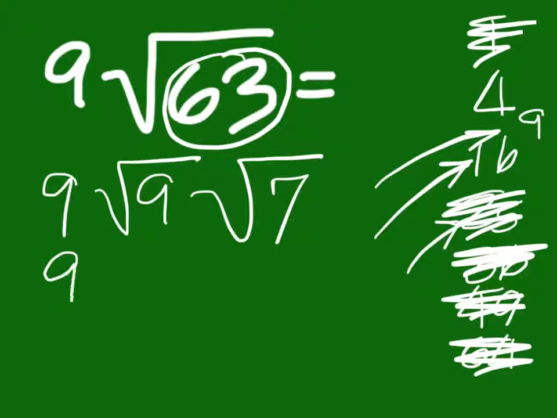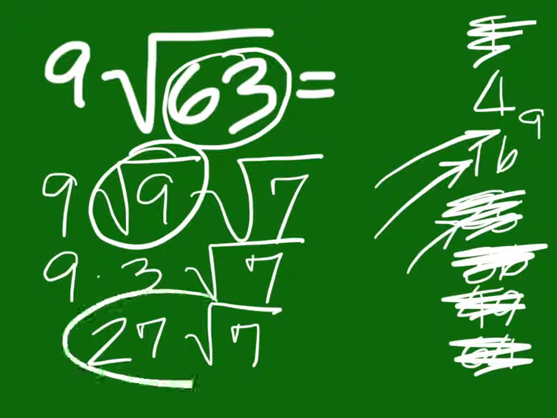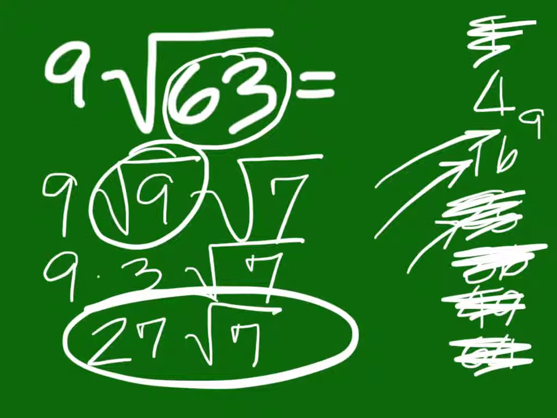So now you can simplify this square root of 9 to get 3, and then multiply 9 times 3 together to get 27. Your final answer would be 27 square root of 7.